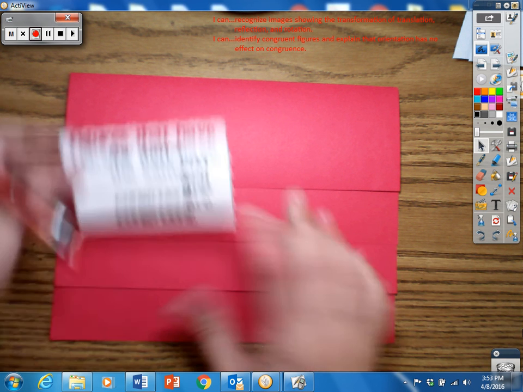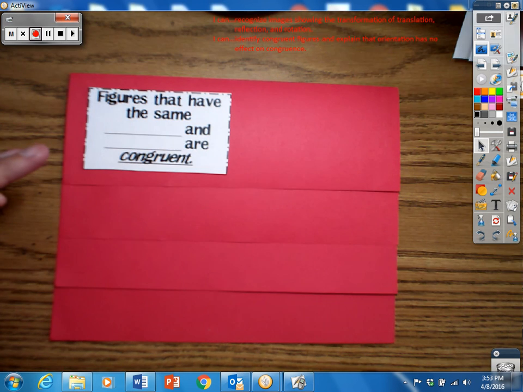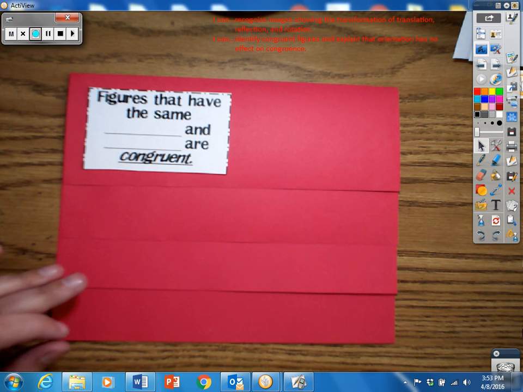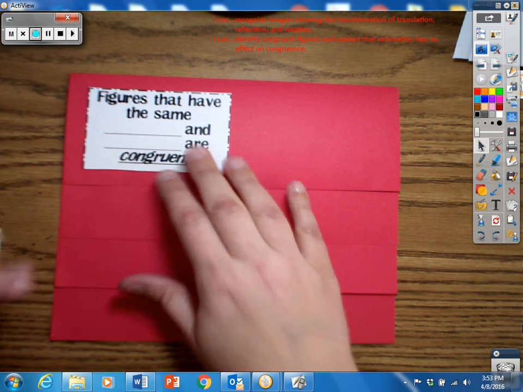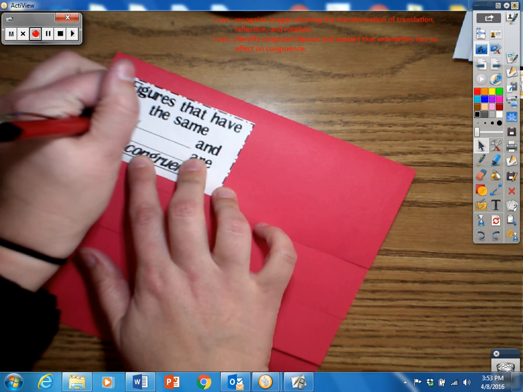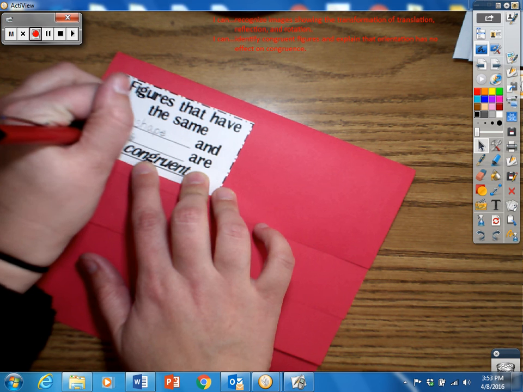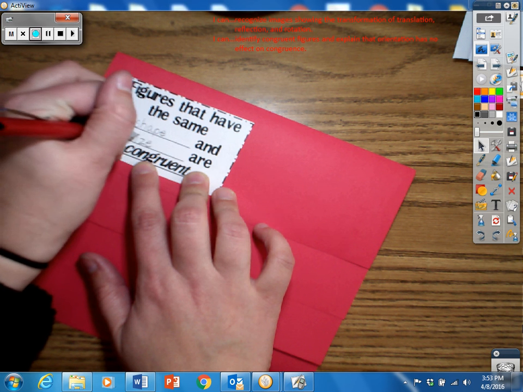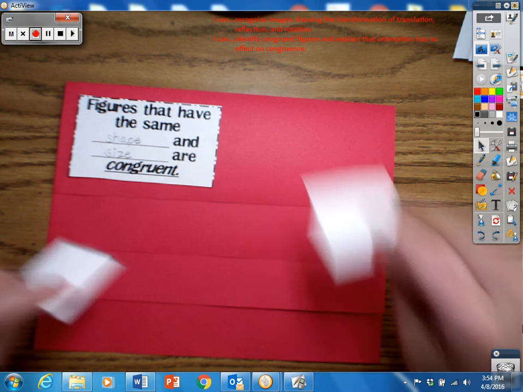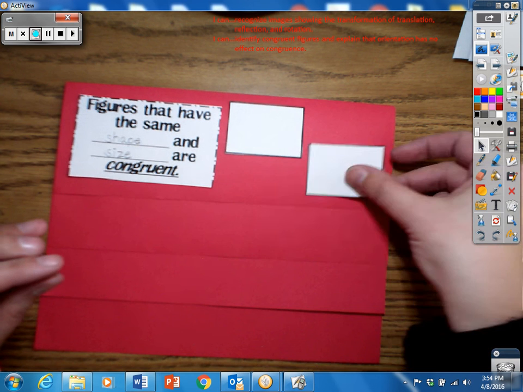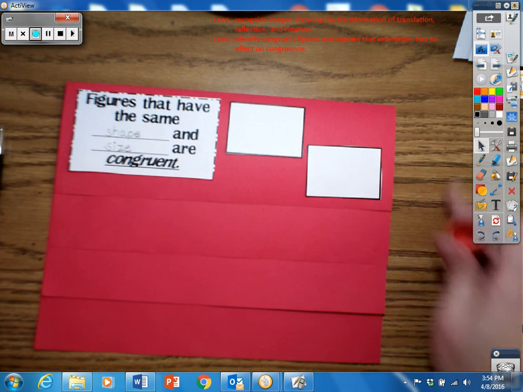And we're going to start with this first piece right here. Figures that have the same blank and blank are congruent. And as we just said before, figures that have the same shape and same size are congruent. So that's what we're going to write. Figures that have the same shape and size are congruent. And then we're going to take our 2 figures that are both rectangles, and we're going to show that these 2 are congruent by the same size and the same shape. So go ahead and glue those items down.